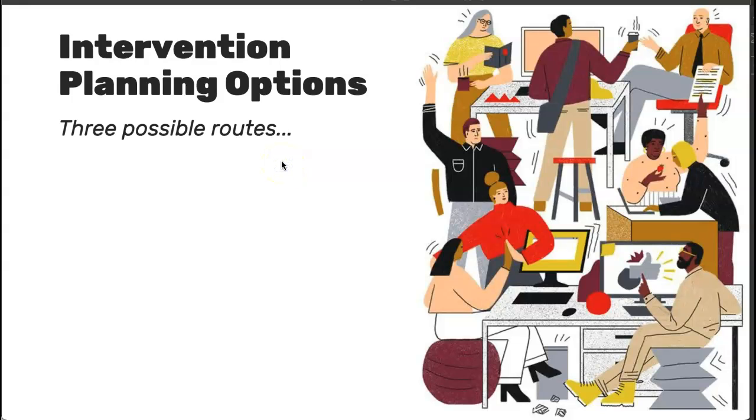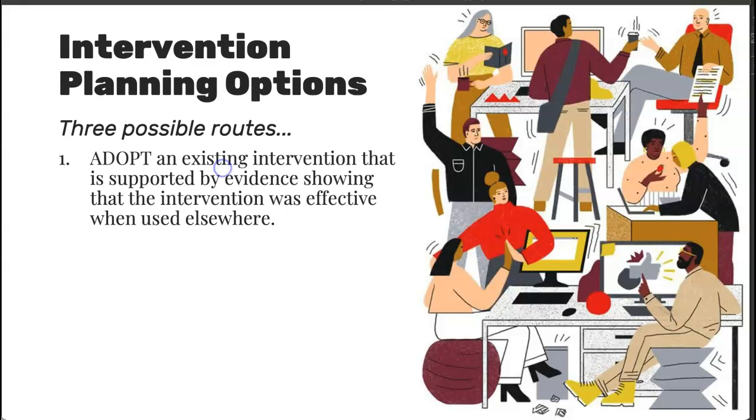So there are three possible routes. When you're a planner and you're faced with this, okay, we have to design this program, we've identified that there's a need in a community, this is a specific population, these are the specific behaviors that we need to target. You've got three potential routes after you've done all that, you've done your assessment, and you've written your goals and objectives. The first is that you can adopt an existing intervention, right?